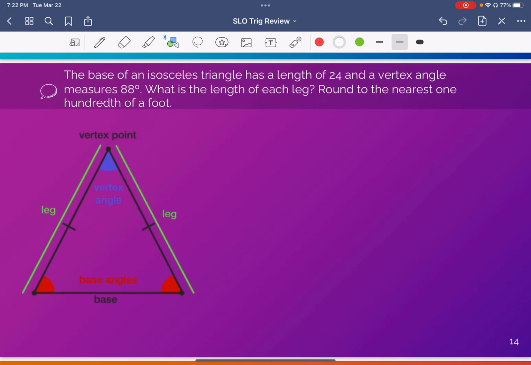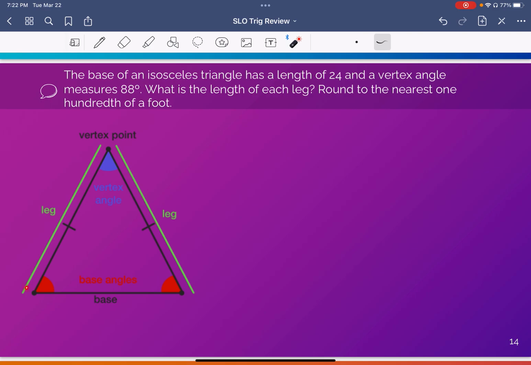The base of an isosceles triangle has a length of 24 and a vertex angle measures 88 degrees. What is the length of each leg? So with the isosceles triangle, I just got it from the internet. I didn't make it, but I put it here for you guys to see.